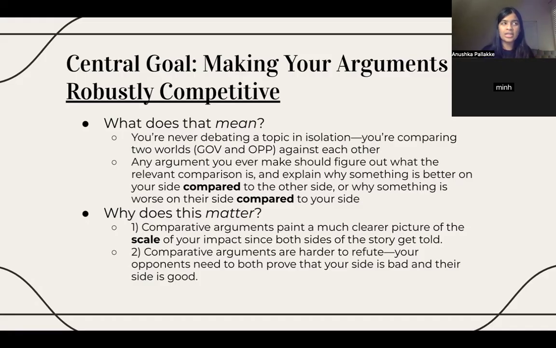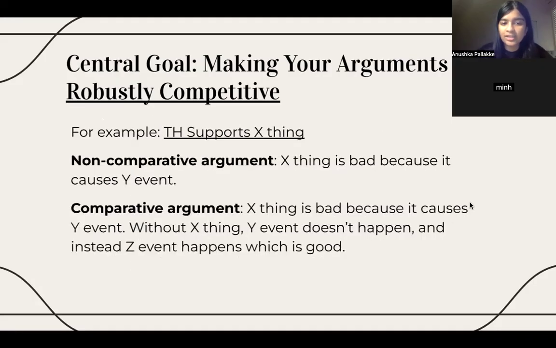So essentially, say you're giving the first speech, you haven't even heard side negation's arguments yet, but you're doing some preemptive rebuttaling through these comparative arguments. So let's just look at an example of this. We see that this house supports X thing could be a resolution, right? So a non-comparative argument would be X thing is bad because it causes Y event, right?